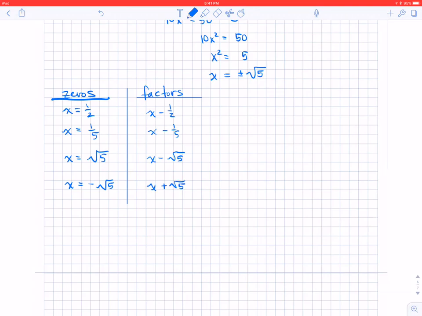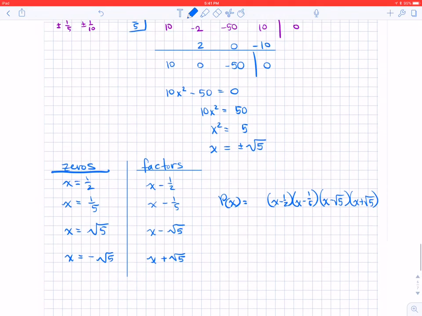So the only other thing that we have to do to complete part D is to write our polynomial not just as a list of factors, but as a product of factors. I'm going to leave a little space before I start my first factor. We have x minus 1/2, x minus 1/5, x minus the square root of 5, and x plus the square root of 5.